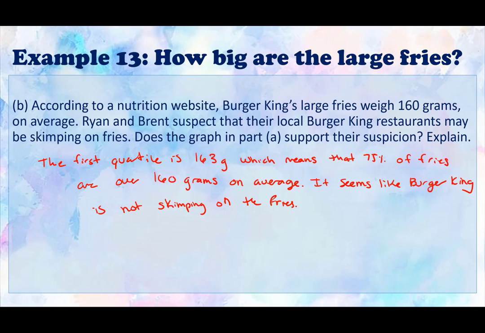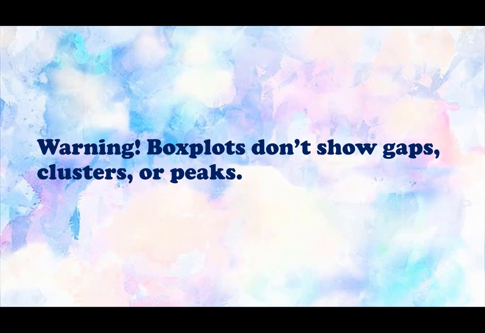Okay. Now we have one more example of the day here. And before that, I need to warn you guys that box plots do not show gaps, clusters, or peaks. All you'll see is skewedness and where the 5-number summary is and outliers. So usually you'll see this in some form of question where it'll be like, well, which graph is not appropriate to show gaps, clusters, and peaks? And the answer to that is box plots.